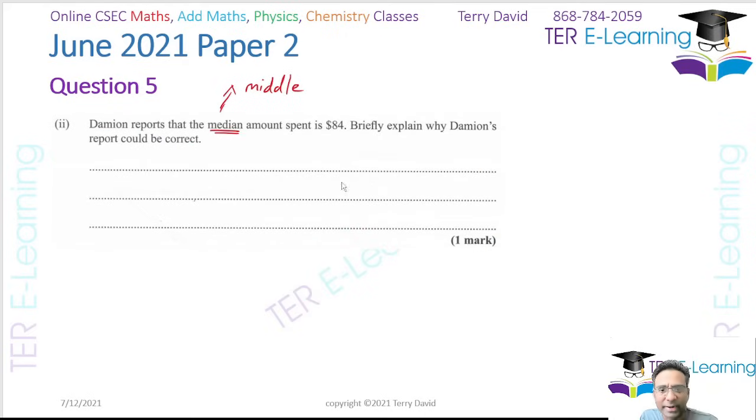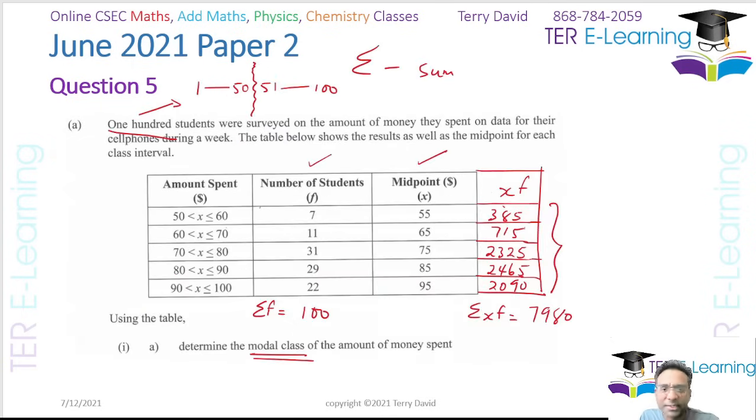So let me go back here. This is what we're saying. We have 100 students, so 1 to 50, that's the first half of our data. Then 51 to 100, that's the next half of our data. So our median is really supposed to correspond to 50.5. Now that's where our median is supposed to lie.